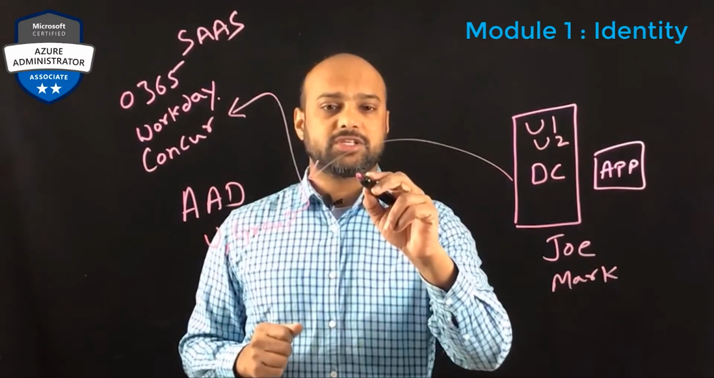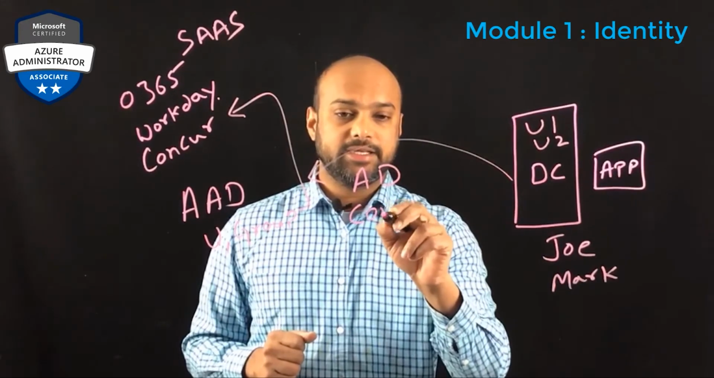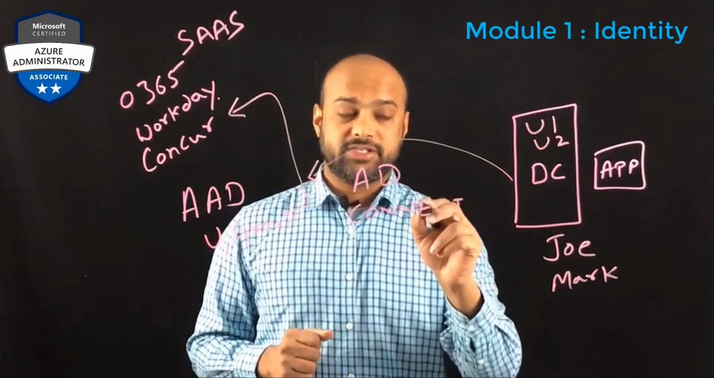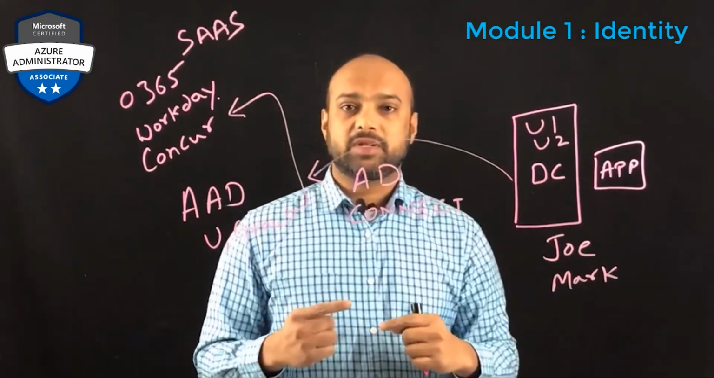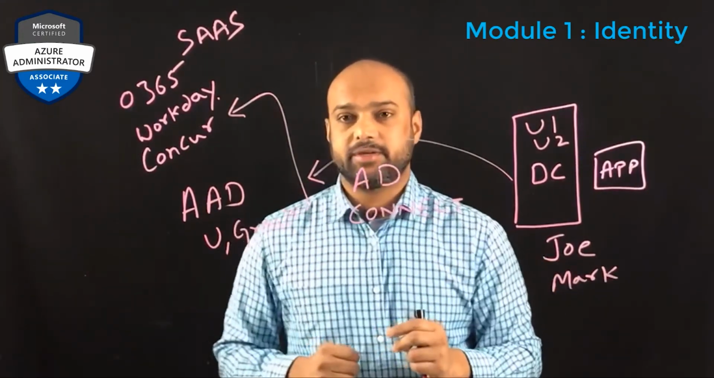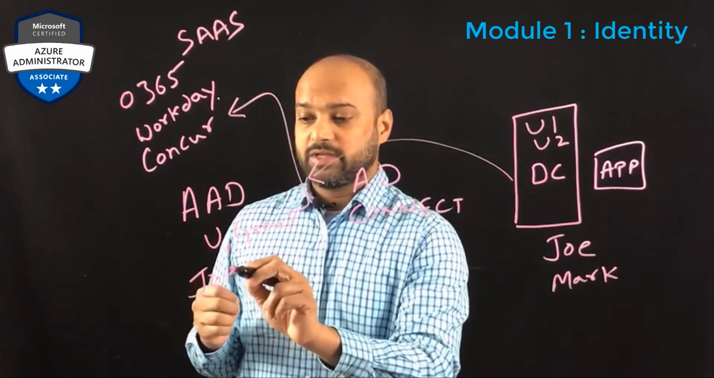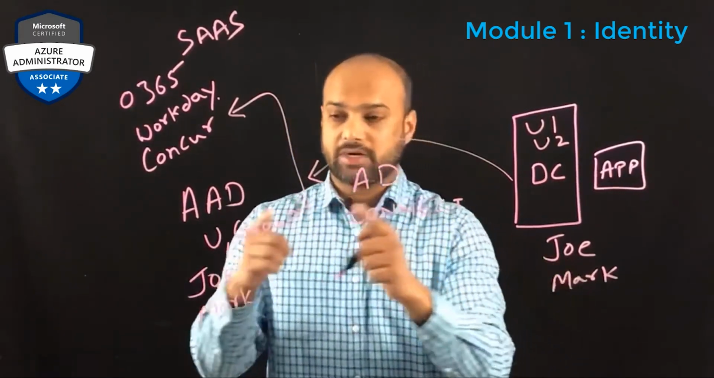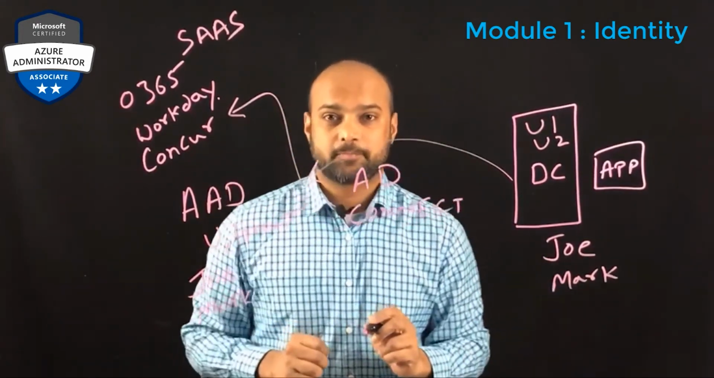And this synchronization is done with the help of a connector called AD Connect. This connector runs on your premise on one of the member servers, and it will synchronize your on-premise identities to Azure Active Directory. And this will assist your users now in the cloud. Let's call them, again, Joe and Mark, because these users, Joe and Mark, got synchronized to Azure AD. They can then log into your cloud-based applications.